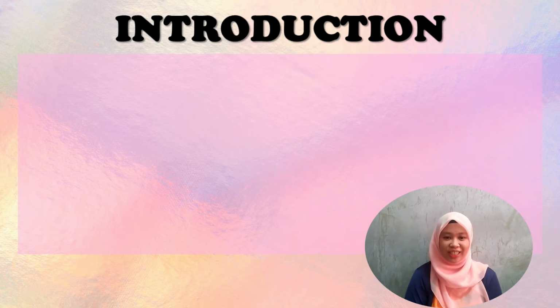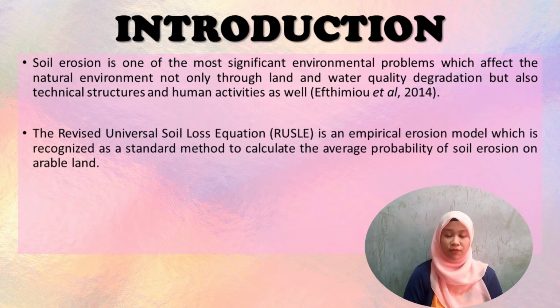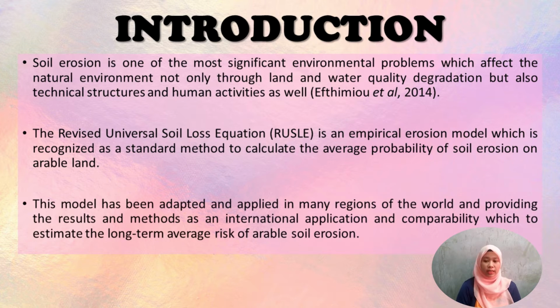Firstly, introduction. Soil erosion is one of the most significant environmental problems which affect the natural environment, not only through land and water quality degradation, but also technical structure and human activities. The revised universal soil loss equation is an empirical erosion model which is recognized as a standard method to calculate the average probability of soil erosion on arable land.